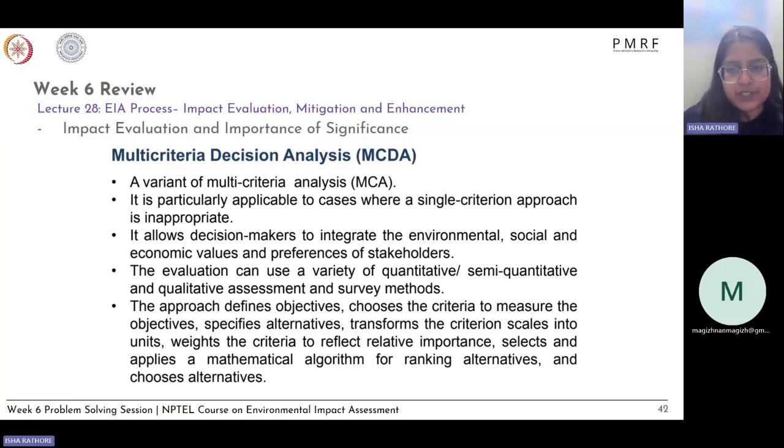And the evaluation is based on a variety of quantitative or semi-quantitative and qualitative assessments and survey methods. So the approach defines the objective, chooses the criteria to measure the objectives, specifies alternatives, transforms the criteria scales into units, weighs the criteria to reflect the relative importance, and selects and applies a mathematical algorithm for ranking the alternatives and chooses the alternative which comes as the best alternative, so the best case.